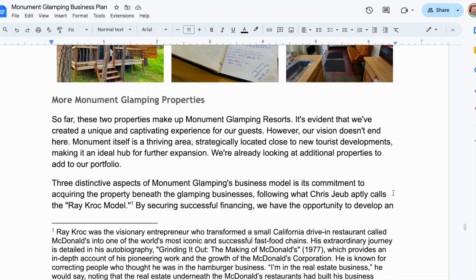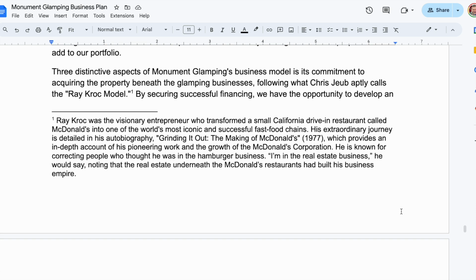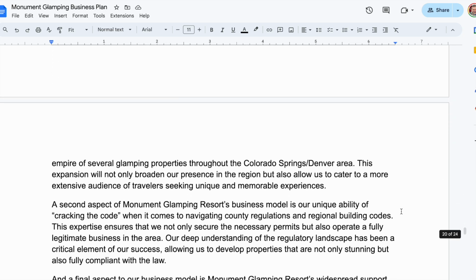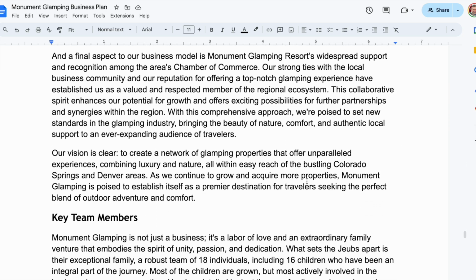I cast the idea of Ray Kroc. I actually explain about what we've talked about in class, that it's more about real estate than it is about the hamburger business. Same thing with glamping. And then I'm asking them, I'm going to read this part.